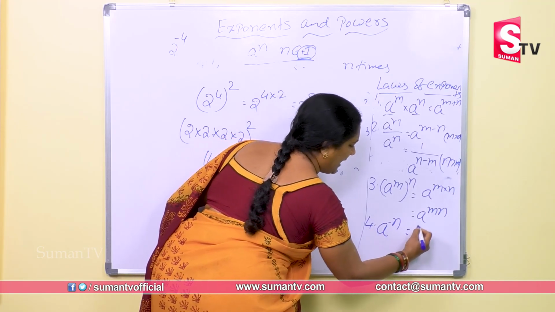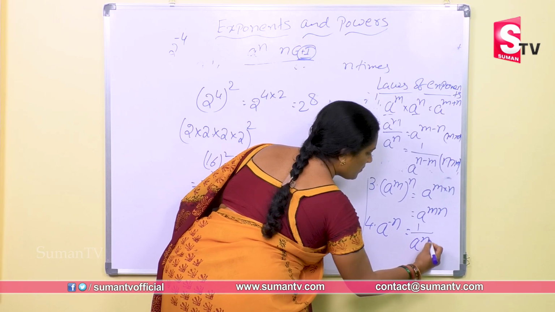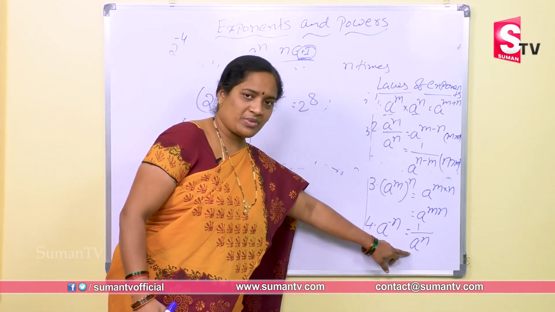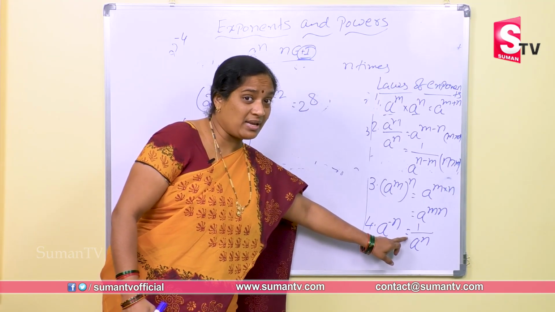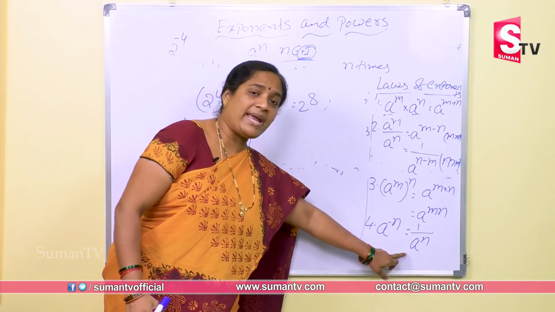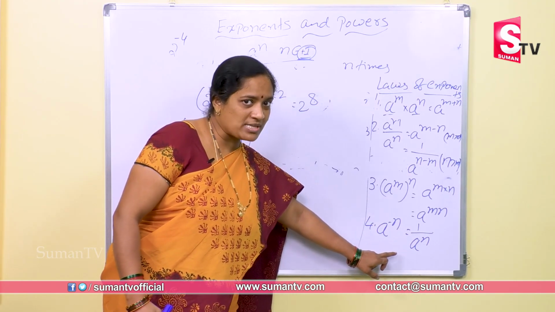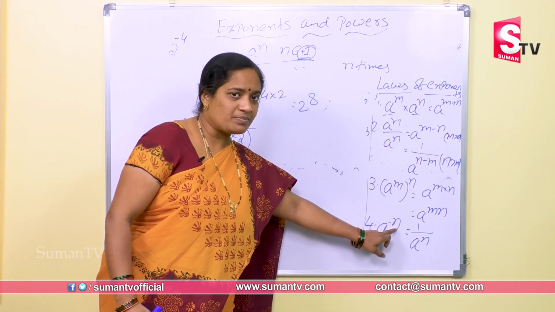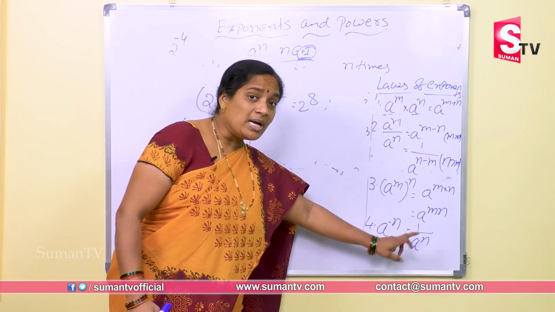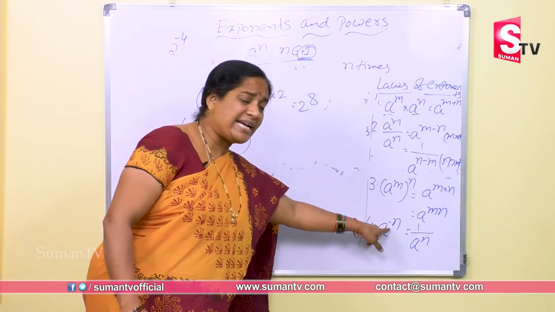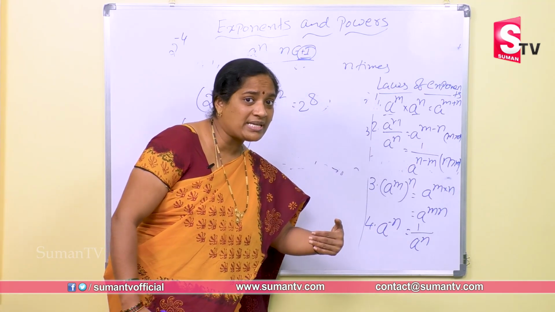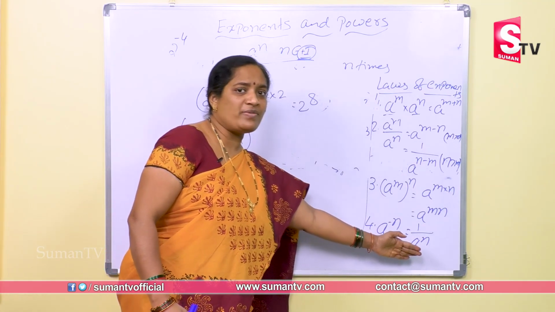a to the power of minus n is equal to 1 by a to the power of n. A to the power of minus n is equal to 1 by a to the power of n, because we have already discussed that n must always be a positive integer. Though it is a negative integer, by sending the term into the denominator, you must make it a positive integer.